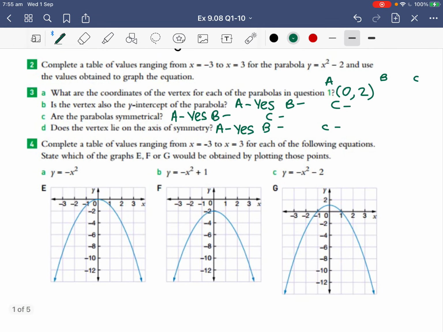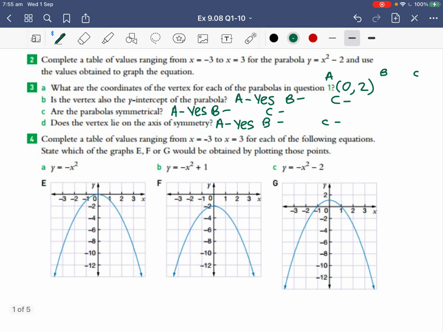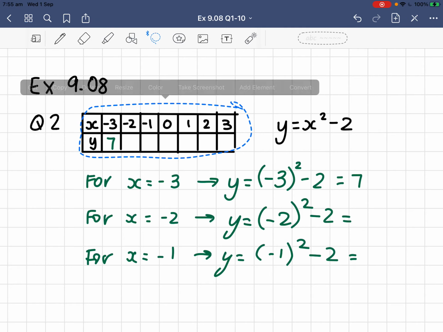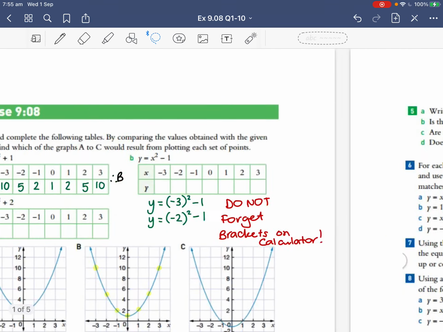Now for question 4, we're going to complete a table of values ranging from x equals -3 to x equals 3 for each of the following equations, and state which of the graphs, E, F, or G, would be obtained by plotting these points. I'm going to quickly copy this, just so I don't have to draw up a table.